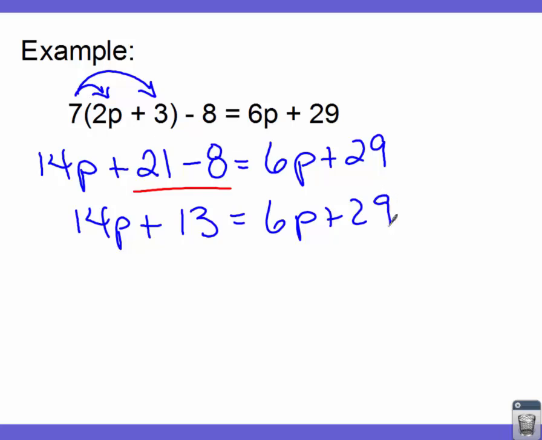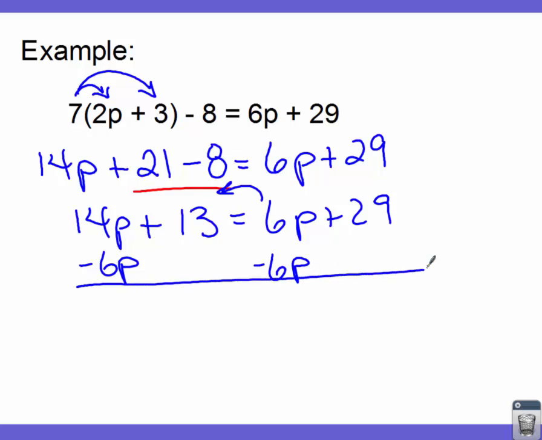So now we need to get our letters on one side and our numbers on the other. So I'm going to move this 6p over to be on this side. So I've got a positive 6p, so I need a negative 6p to get rid of that. And I just put a negative 6p underneath this one. And then I simplify. So the 14p and negative 6p gives us 8p, because I'm going to subtract that, plus 13 equals, now my 6p's go away, and we're left with 29.